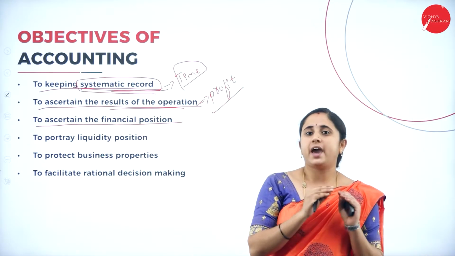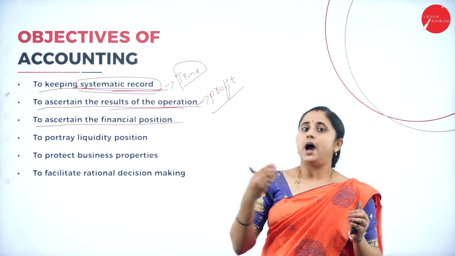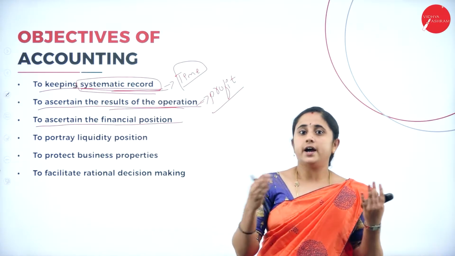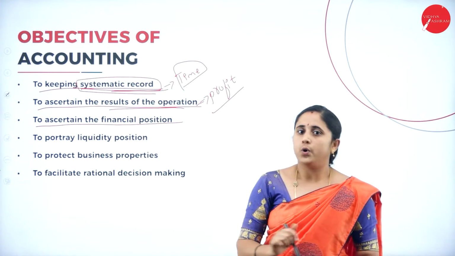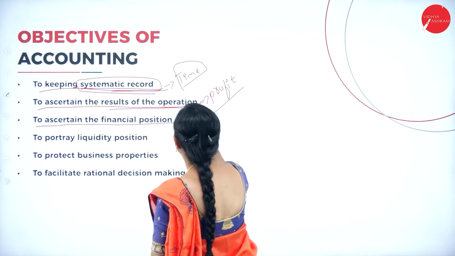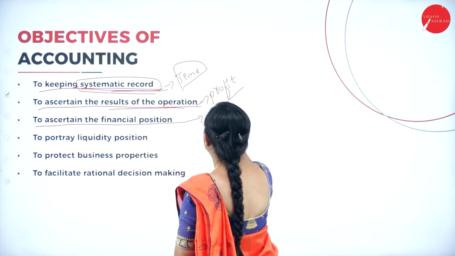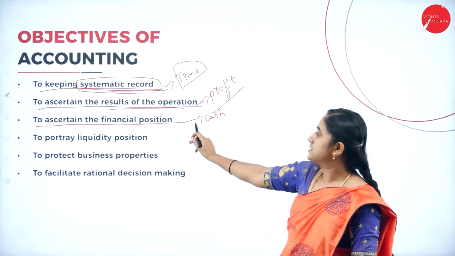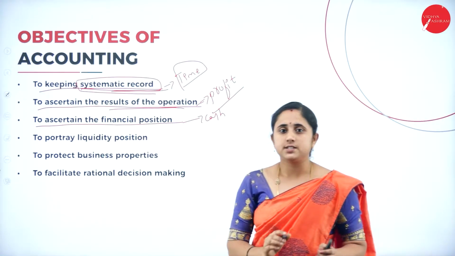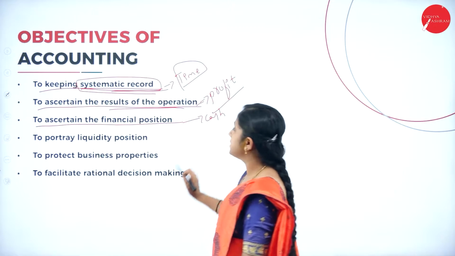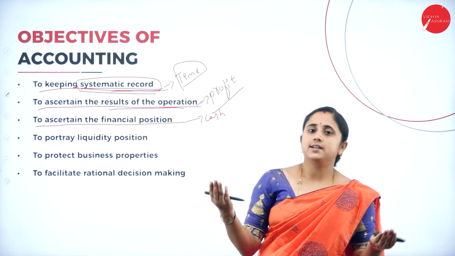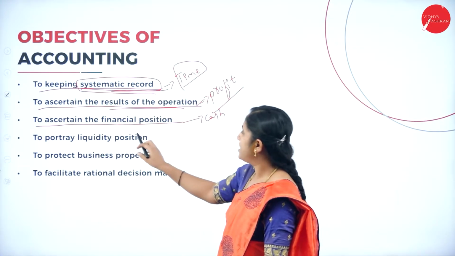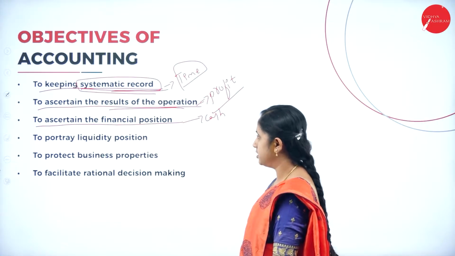How much cash they have in the business at present, and the amount of assets, what all are the assets they are having, and the liabilities they need to pay. All the information it portrays. So, it decides the financial position of the business. By this, they can easily know what all are the assets they are having and the liabilities they need to pay. So, it helps in ascertaining financial position.